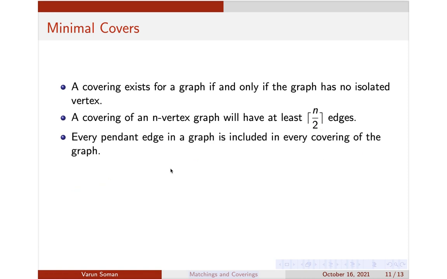Moving forward, every pendant edge in a graph is included in every covering of a graph. That is also very obvious here, because if there is a pendant edge like this, in order to cover this vertex anyway, you should take this edge in every covering. Only then you could actually cover this vertex. So that means every pendant edge would be present in a covering.